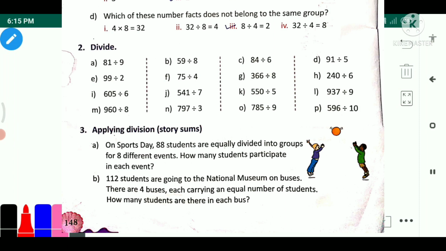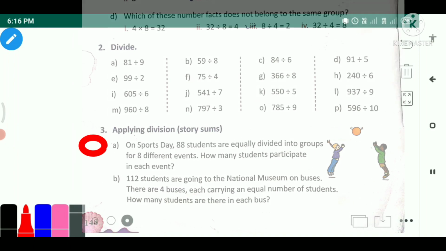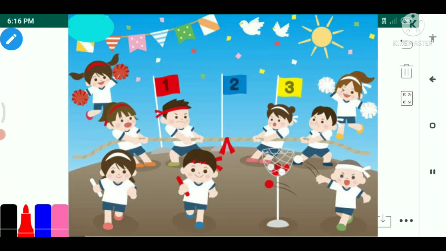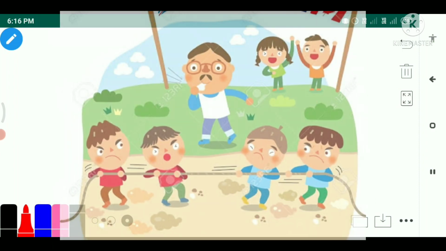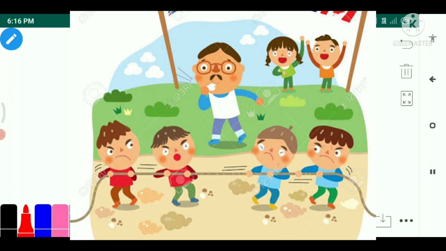On sports day, 88 students are equally divided into groups for 8 different events. How many students participate in each event? So, here the total number of students is what? 88. Right? Now, 88 students are divided into groups, and there are 8 different events.